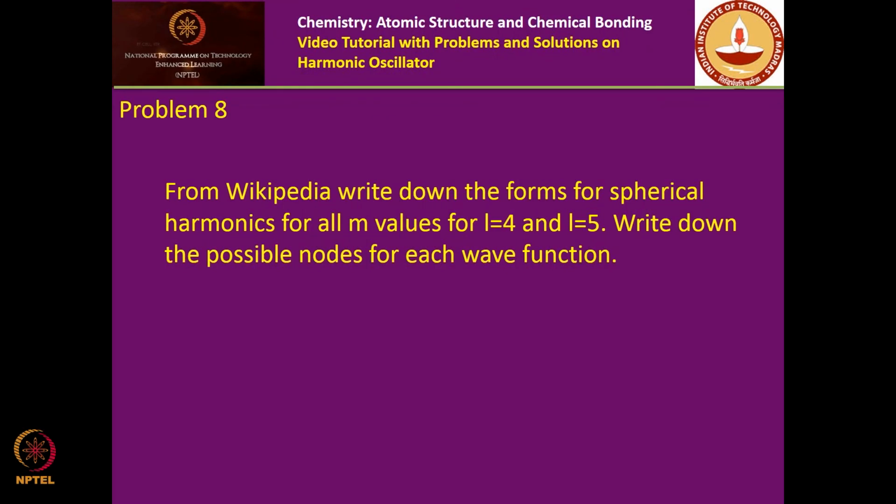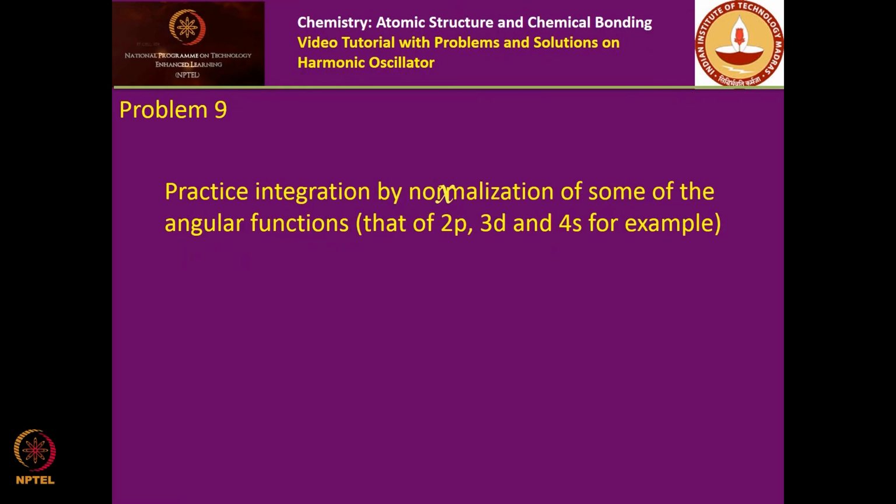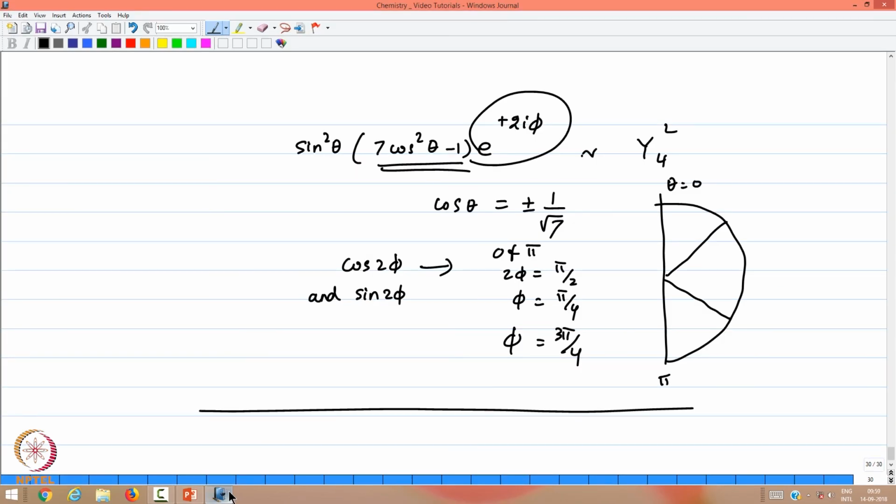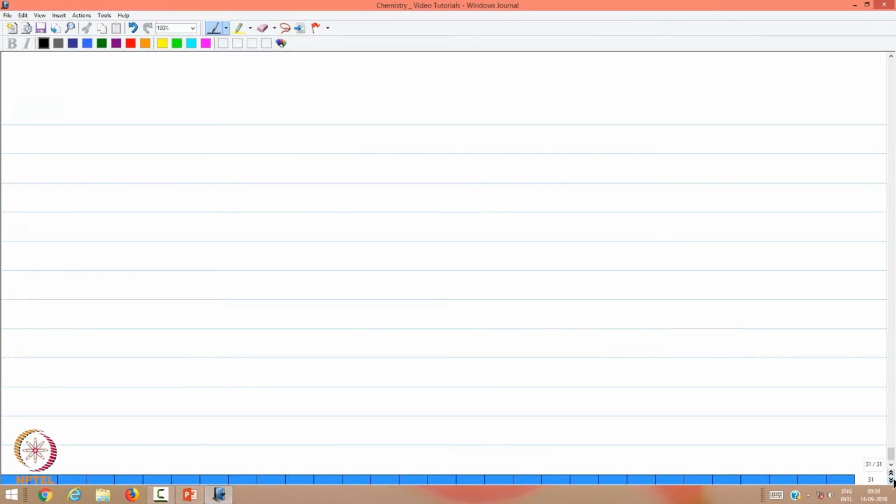Now, the last problem is to practice integration by normalization of some of the angular functions 2p, 3d and 4s. So, I shall indicate simple steps, and I think the algebra is something that you can do yourself. Let us do 3d, the angular part of 3d, easy enough. This is problem 9. Okay. Angular part of 3d is 3 cos square theta minus 1.